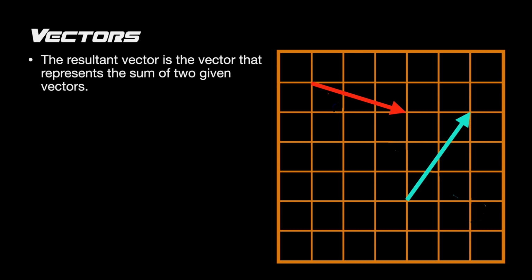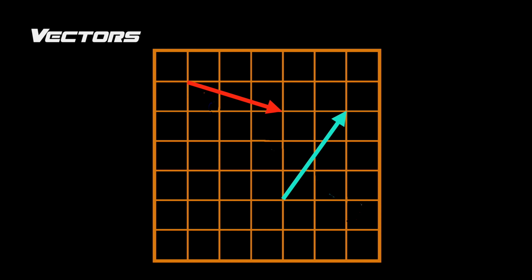Now, the resultant vector is a vector that represents the sum of two given vectors. So if you ever hear the phrase "find the resultant vector," it's basically what happens if we do both of these. So we have two different vectors, and let's try to add these two vectors together. If we want to add these, it's actually pretty simple. So let's move this to the center and do it.